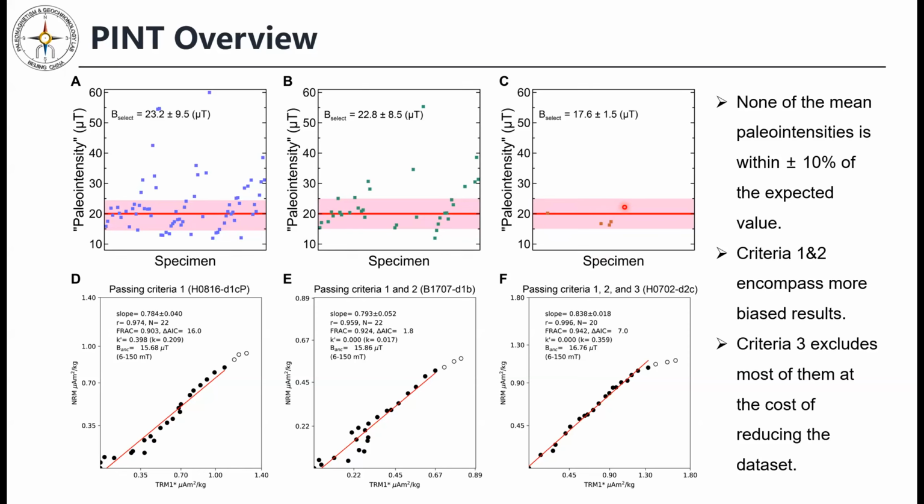And it demonstrates the usefulness of the double heating technique. But it reduced the accepted data set significantly and still results in a mean paleointensity with about 12% underestimation. The results passing criteria 3 are too limited to facilitate meaningful statistical analysis, so we only use the results from criteria 1 and 2 for further discussion. And here are some representative results from the different selection criteria.